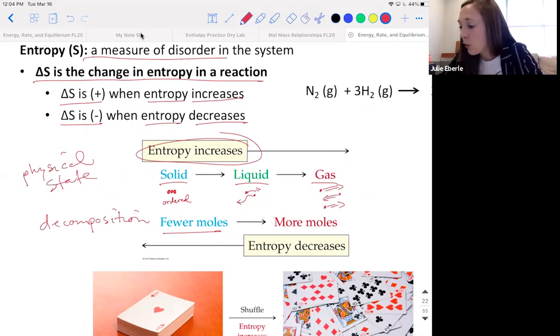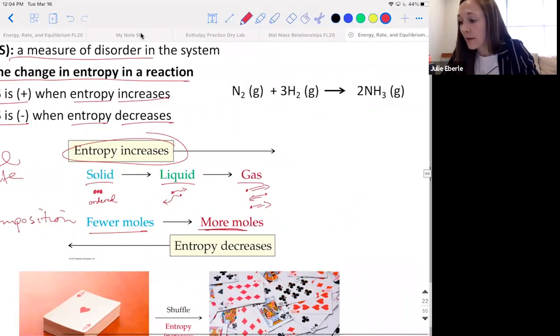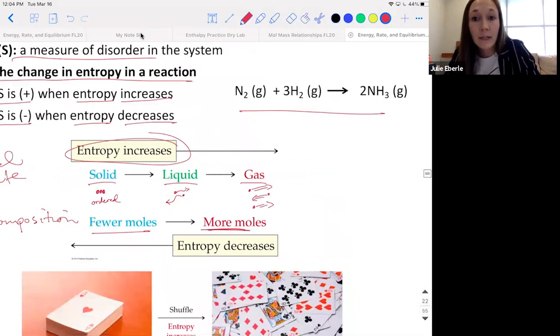Now, if you read this whole figure in the reverse way, like you have a gas that's condensing to a liquid or to a solid, you're becoming more ordered. Or if you have more moles of stuff, and they're combining like a synthesis reaction to give you fewer moles, which is what we have right over here, entropy is decreasing.